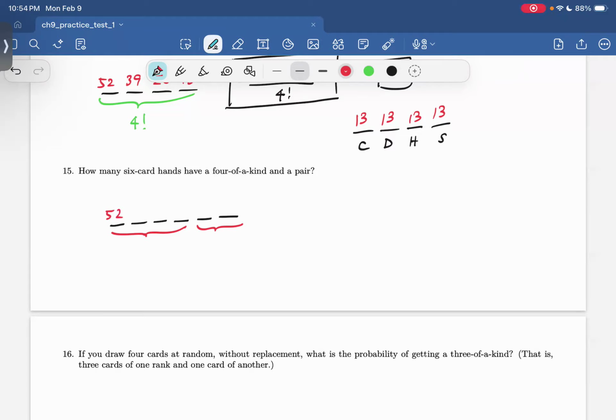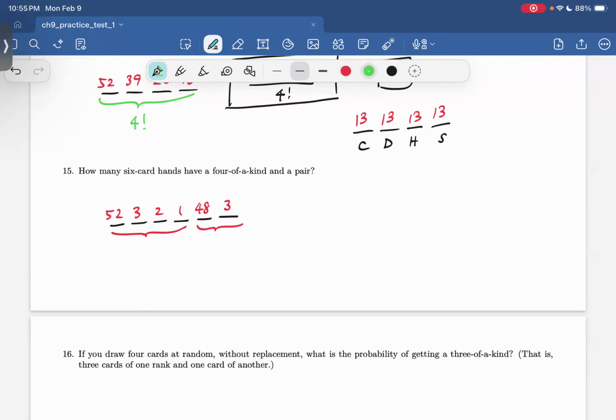And then once I've set the rank on my four of a kind, I'll have three choices for the second, two for the third, one for the fourth. And then I'm going to try and choose one for the pair. I'll have 48 choices for what that will be. Well, I only have 48 cards left. And then I'll finally have three choices for the last card to match the rank on that pair.